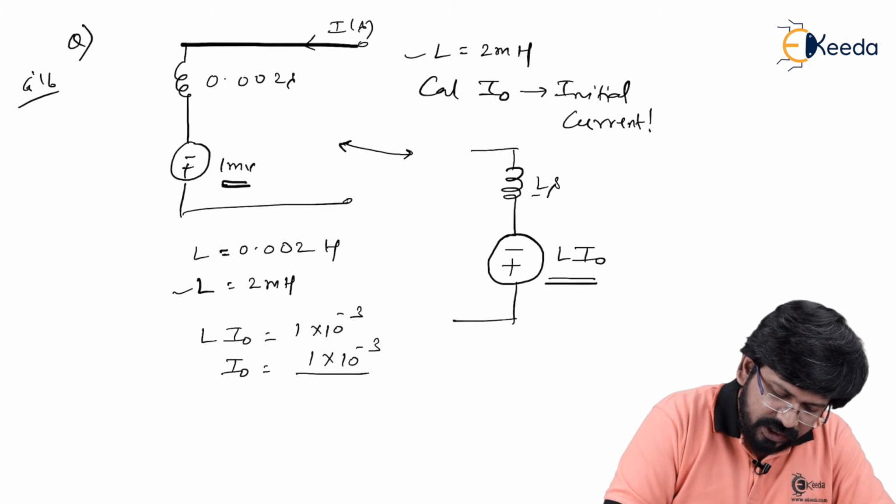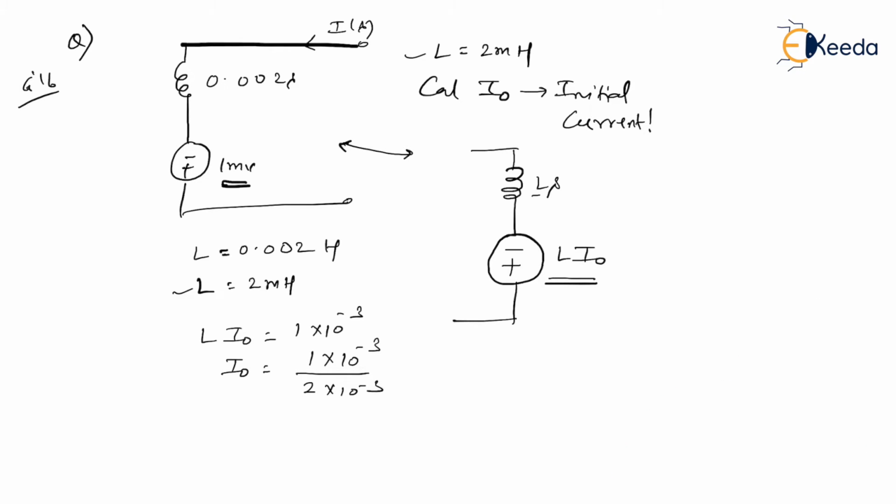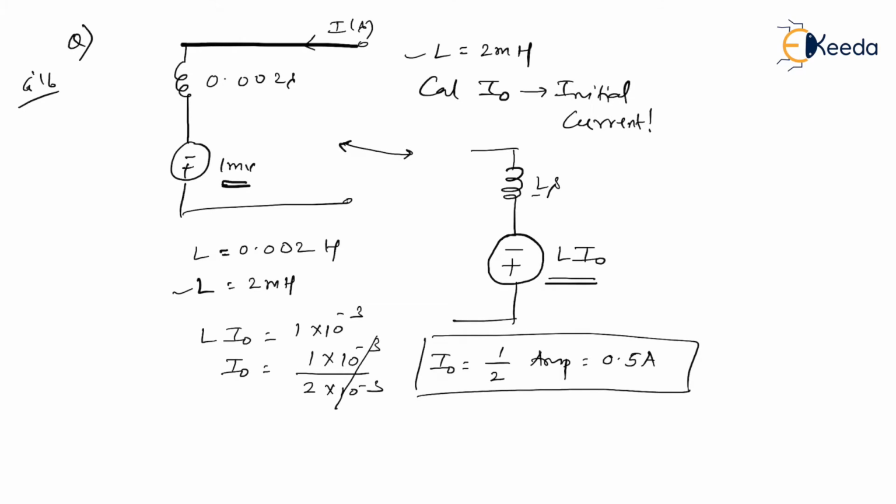L value is 2 millihenry, which is 2 into 10 to the power minus 3. So 10 to the power minus 3 can be cancelled out, and I naught is simply 1 by 2 ampere, or you can say 0.5 ampere. So the value of I naught they have asked. This is how we can deal with this. If you know the basics, most of the problems you can crack easily.